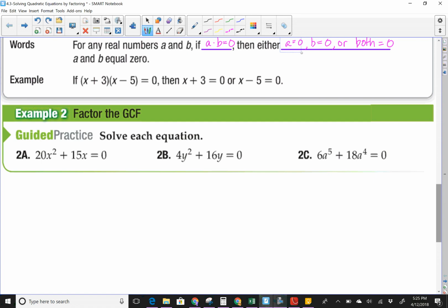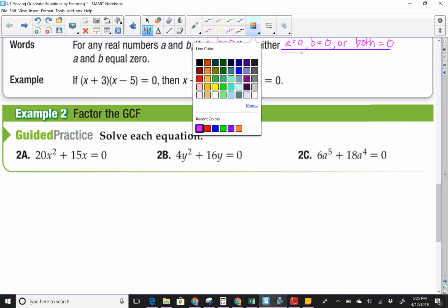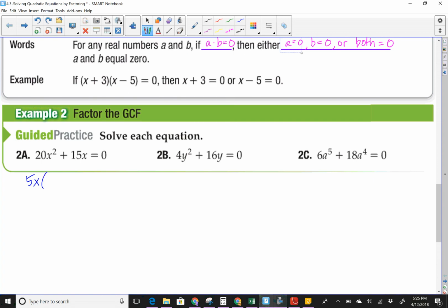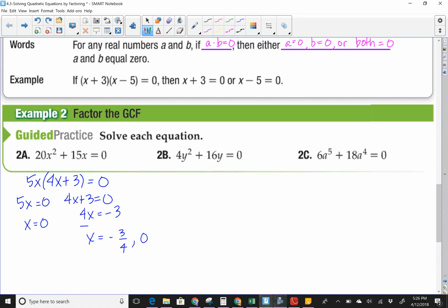So the first one says 20x squared plus 15x equals 0. First thing we're always supposed to do is look for a GCF. And the GCF here would be 5x, leaving me with 4x plus 3 equals 0. Set each factor equal to 0. 5x equals 0, 4x plus 3 equals 0. Divide by 5, x equals 0. Subtract 3 and then divide by 4. So x equals negative 3/4. So I'm going to go ahead and add 0 right there and box it because I like to box my final answer. So that's what we got.